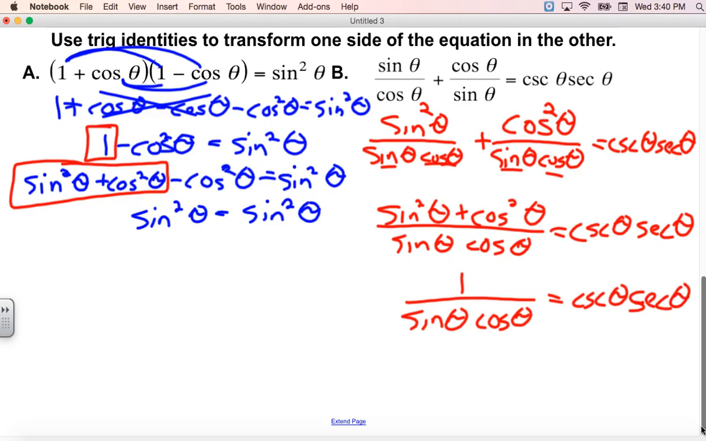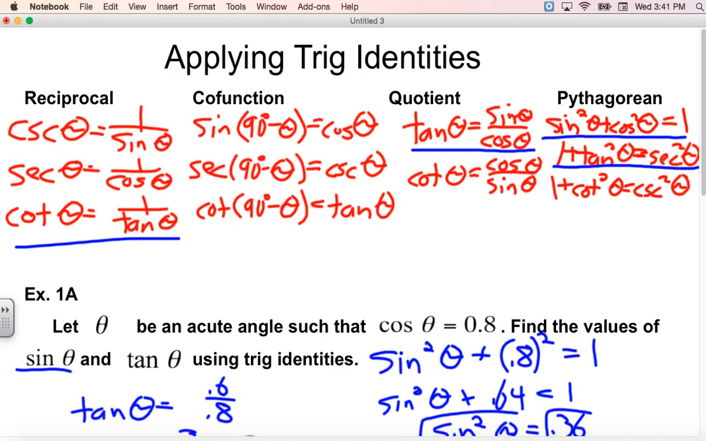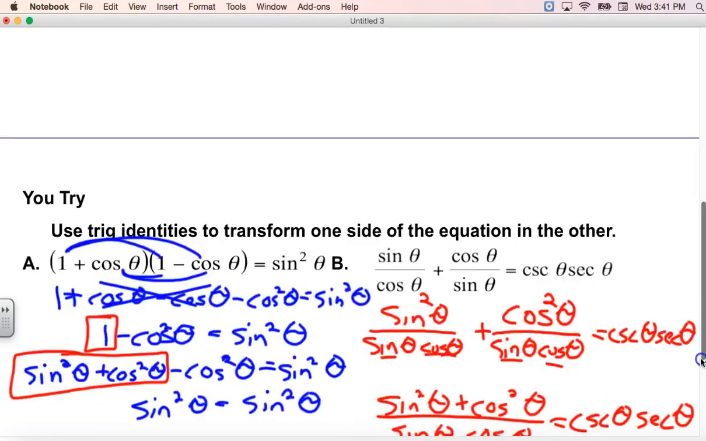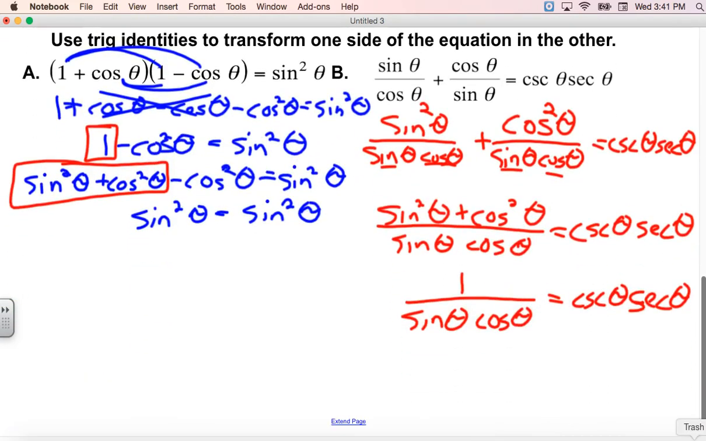All right, now the last thing you need to do is just use your reciprocal identity. The knowledge that cosecant's 1 over sine and secant's 1 over cosine. So we just use that to flip our fraction. So it's all right, well, 1 over sine, that's cosecant, and 1 over cosine, that's secant. So we see that cosecant theta times secant theta equals cosecant theta times secant theta, and we're done.